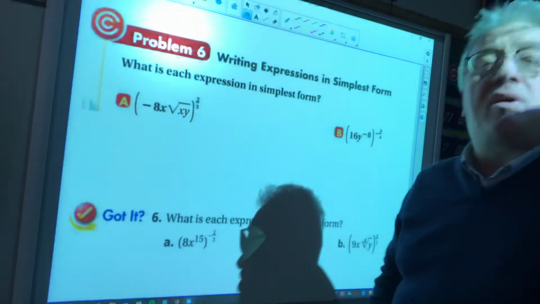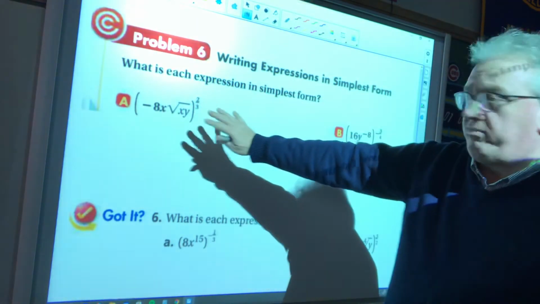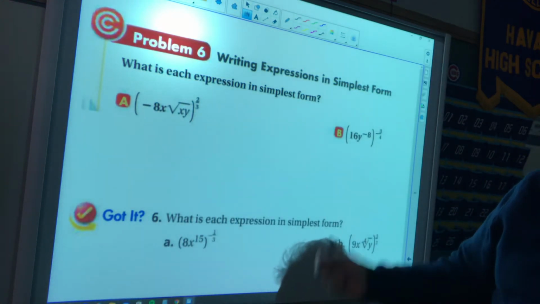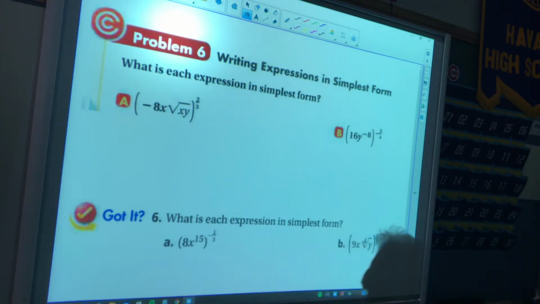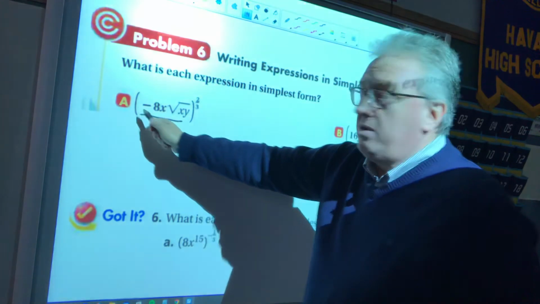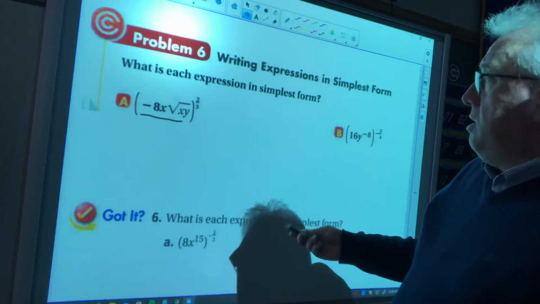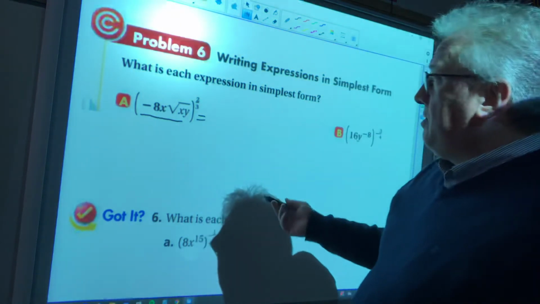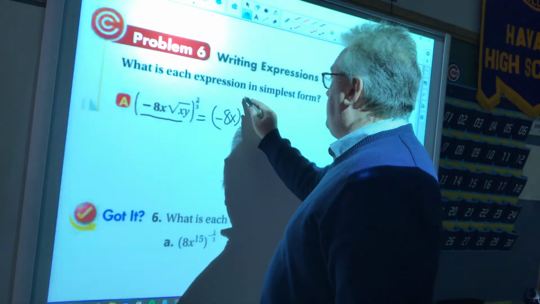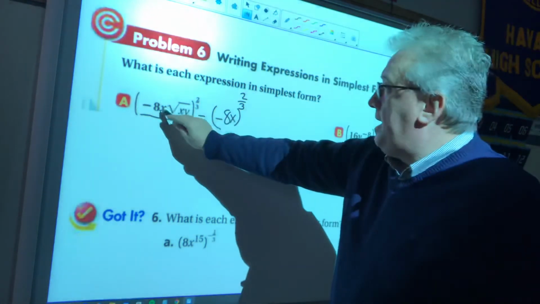All right, now let's move on. Now, the thing about exponents, and I've told you this before, is that parentheses play a very important part in math. They're very important. They tell us a lot of different things. So what it's saying here is this whole quantity here is raised to the 2/3 power. So sometimes it's helpful to break that out. So we have negative 8x to the 2/3 power.